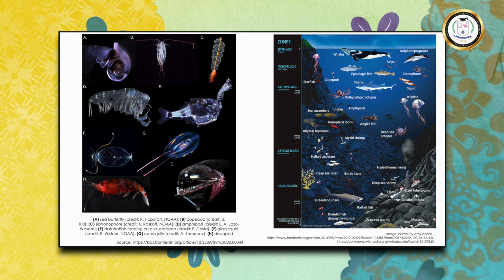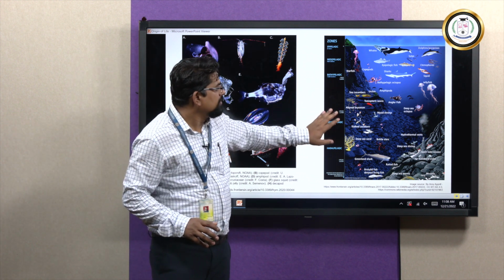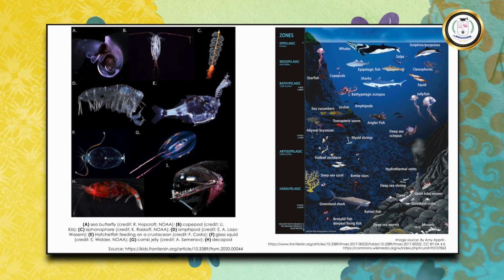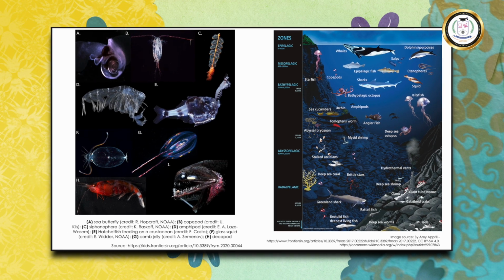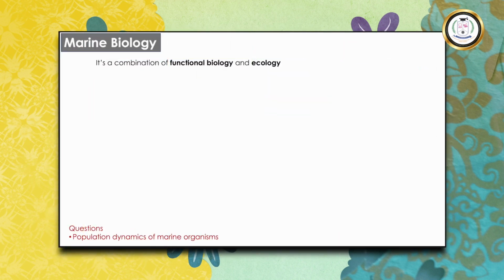So, we have seen how life might have originated in the marine environment and diversified over the years, and you can see plenty of microscopic organisms and plenty of marine organisms across the different zonations in the marine environment, and those are studied in marine biology. These organisms are studied for their functional biology, ecology and biodiversity.